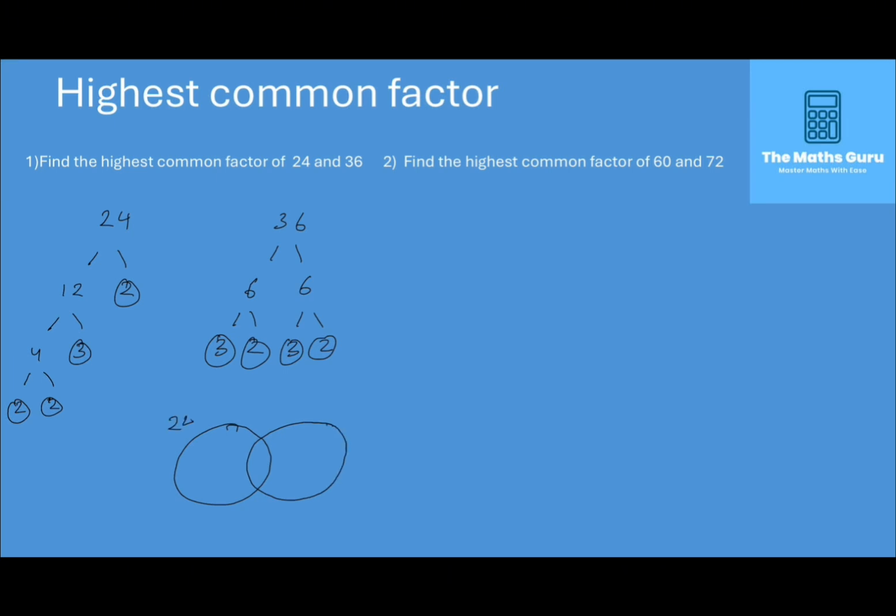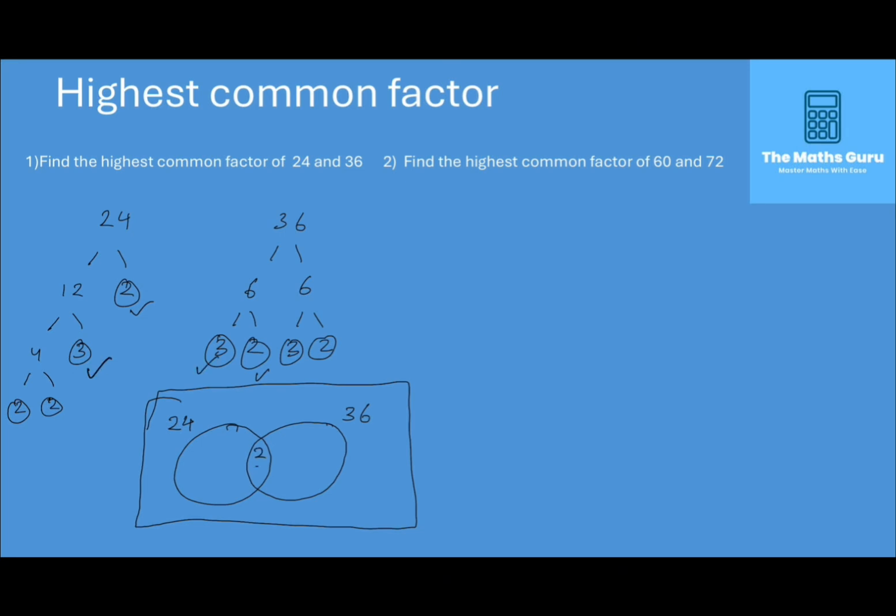Say 24, 36, and we plot a Venn diagram of these numbers. So we look at the common ones. So we've got 2 and 2, so we can put 2 in the middle here.